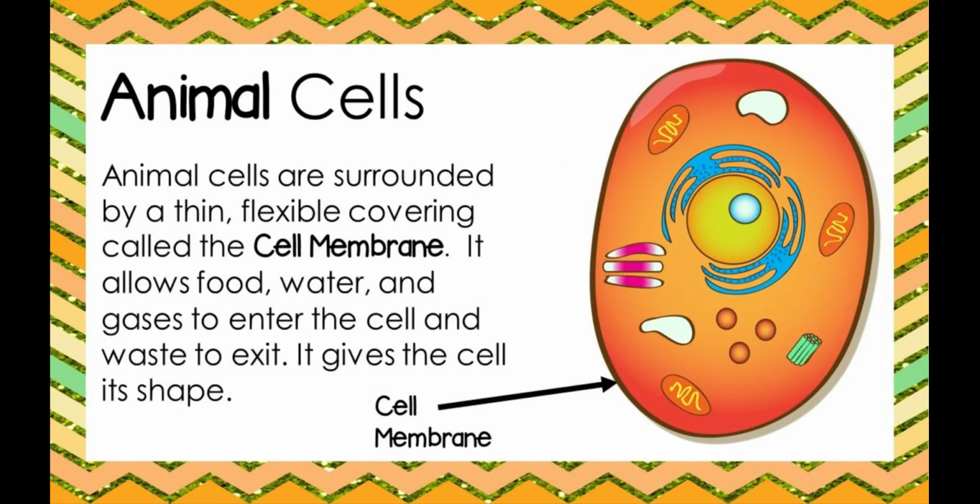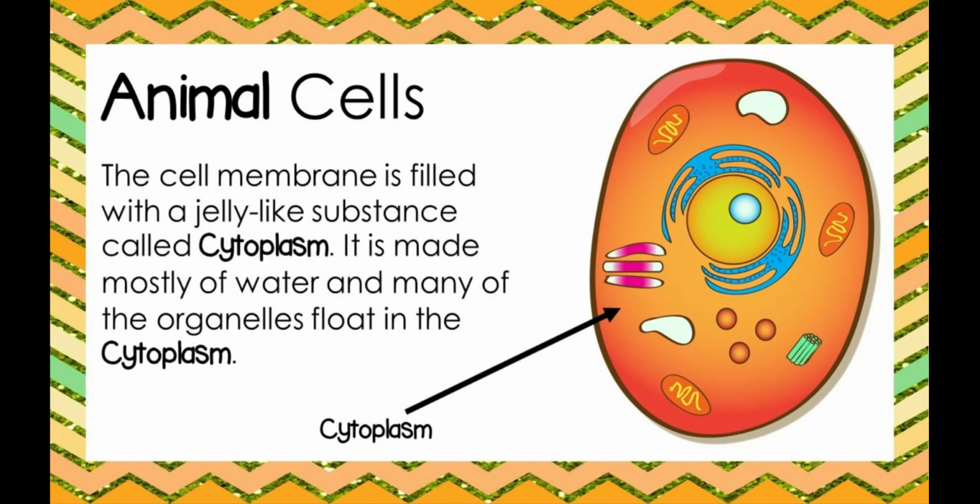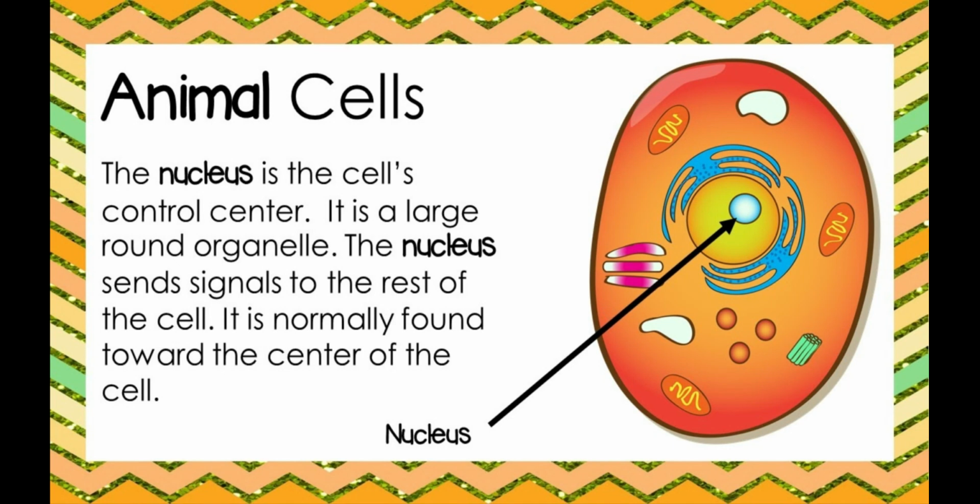So animal cells are mostly round. They're covered with a thin, flexible covering called a cell membrane. This cell membrane allows things to come in and things to go out, and that's what gives it its shape. The inside, the jelly stuff, is called cytoplasm. It's made up of mostly water, and those organelles kind of float inside the cytoplasm. The nucleus, you might hear it referred to as the brain, is a large round organelle, and since it is the brain, it sends signals to the rest of the cell and is normally found towards the center.